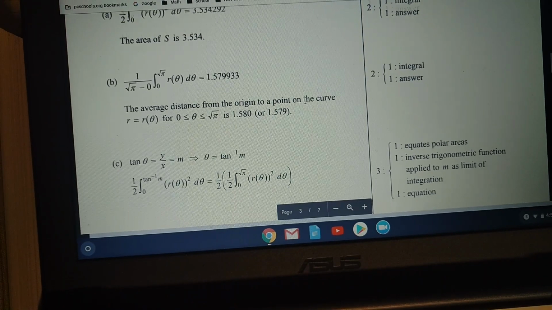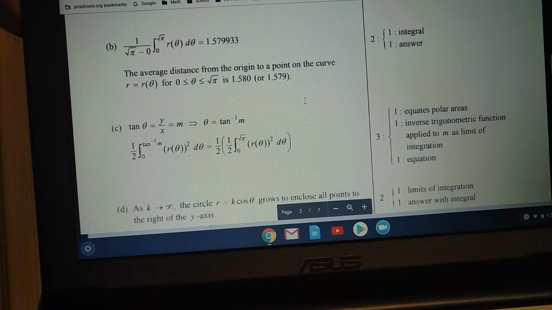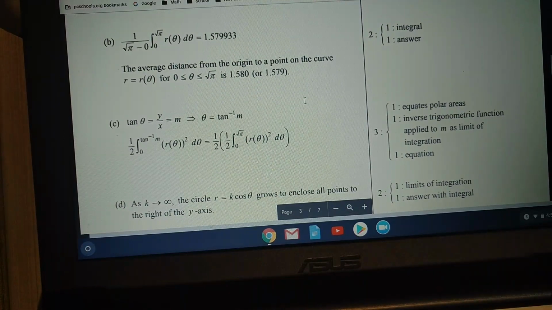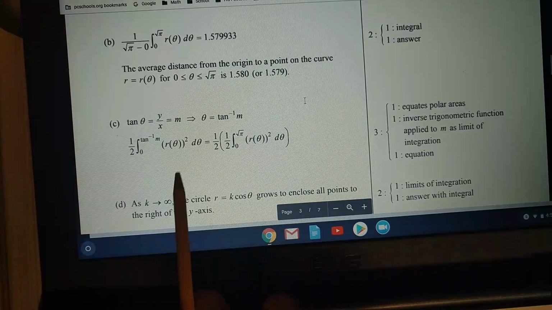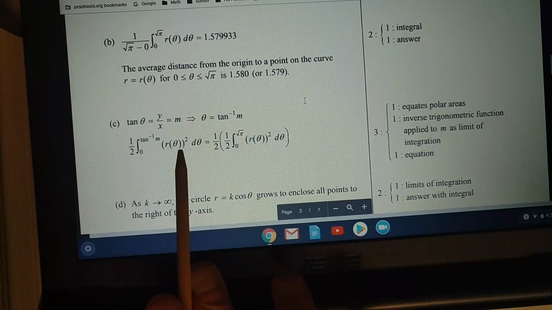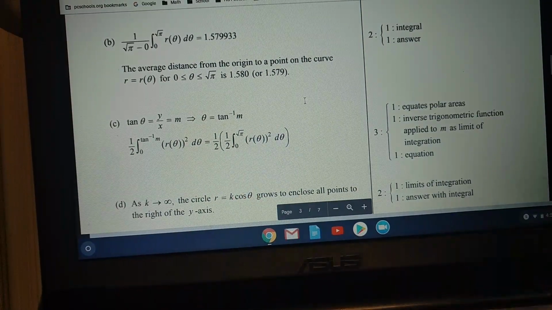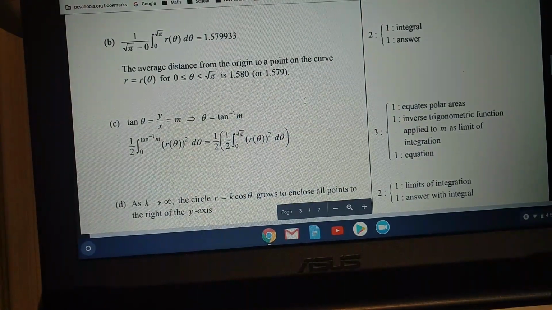Part C. Part C, this is the one that really students did not do well on. A and B, a lot of students did quite well on. C and D, not so much. For C, you get 1 point if you equate the polar areas. So in other words, if you understand that it's going to be these two areas, if we see an expression where you have two areas that are equal, polar area functions, you get 1 point.